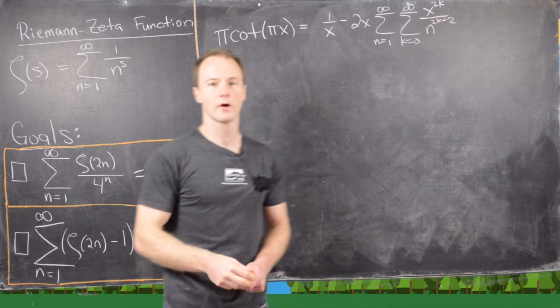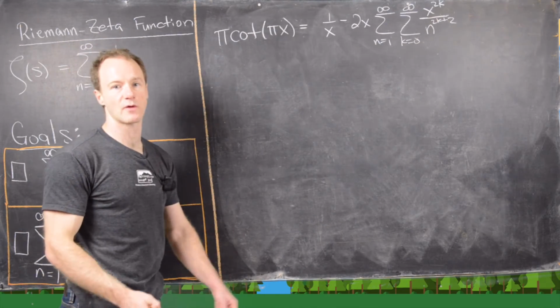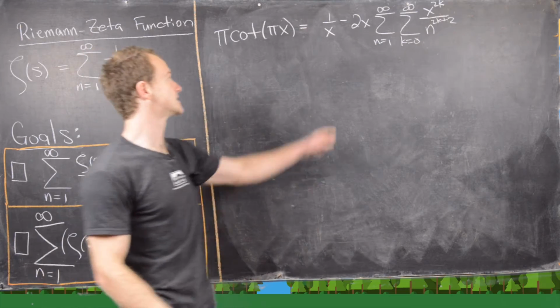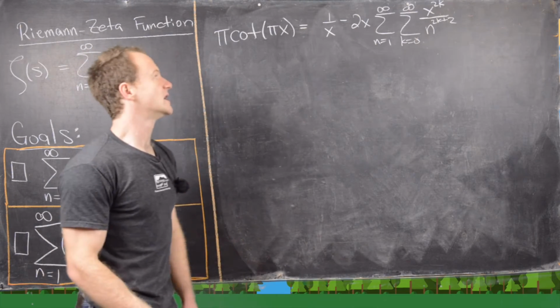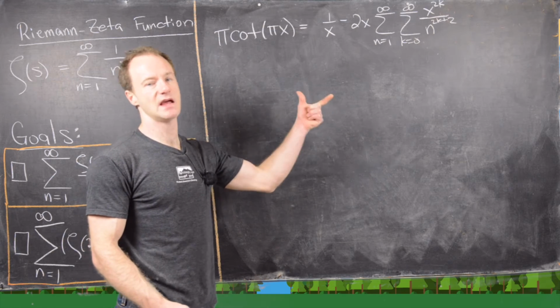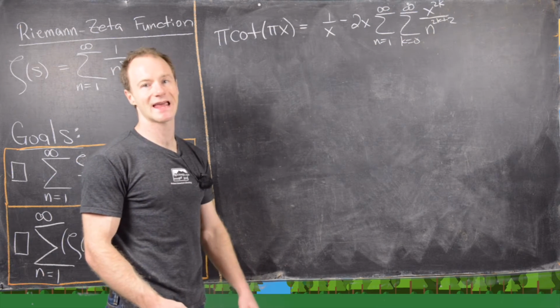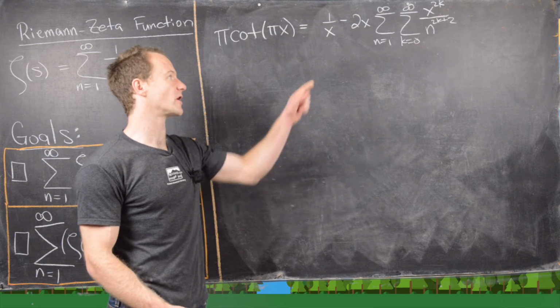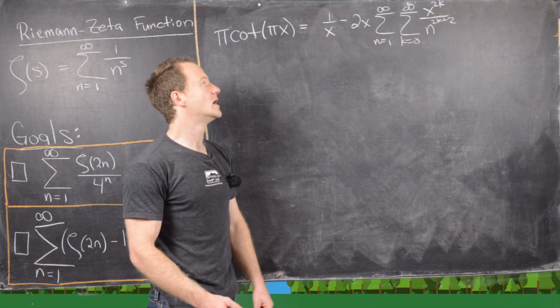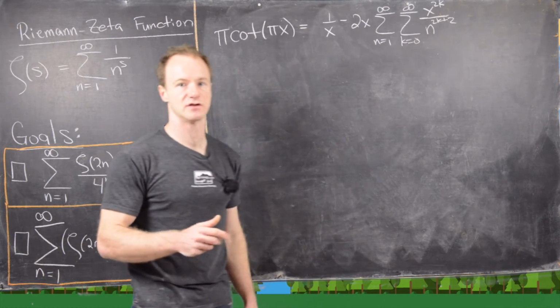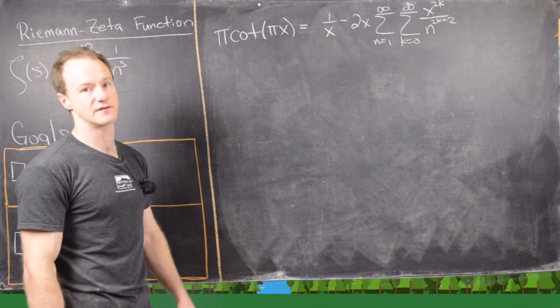Okay, so on the last board we had arrived at this formula. We have pi times the cotangent of pi x equals 1 over x minus 2 times x times this double sum. N is going from 1 to infinity. K is going from 0 to infinity. We have x to the 2k over n to the 2k plus 2. So this is starting to look like the Riemann zeta function. It looks like we're going to get something like that out of this.